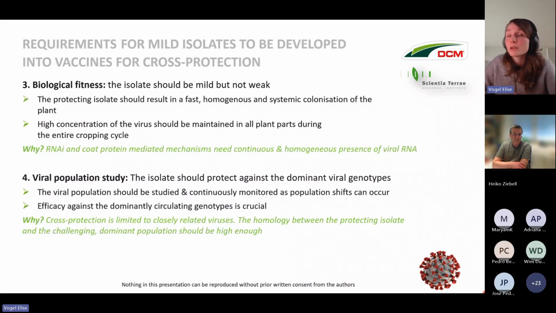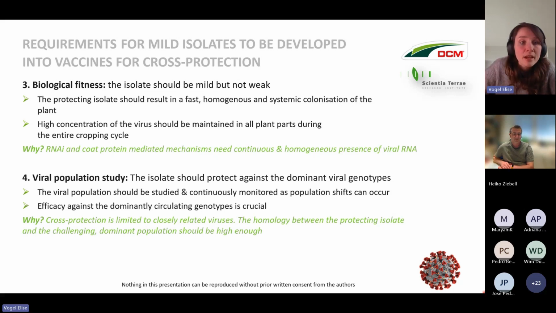Biological fitness, so we're talking about mild isolates, but they should not be weak. So what does this mean? Your protecting isolate needs to result in a fast, homogeneous, and systemic colonization of the plant. So when you apply the isolate, your entire plant should become infected, with an equal distribution of the vaccine, so the isolate concentration, throughout your plant, but also throughout your crop. So if you're planting in a greenhouse, all your crops have the same concentration of virus present, and it should be maintained in all plant parts during the entire cropping cycle.